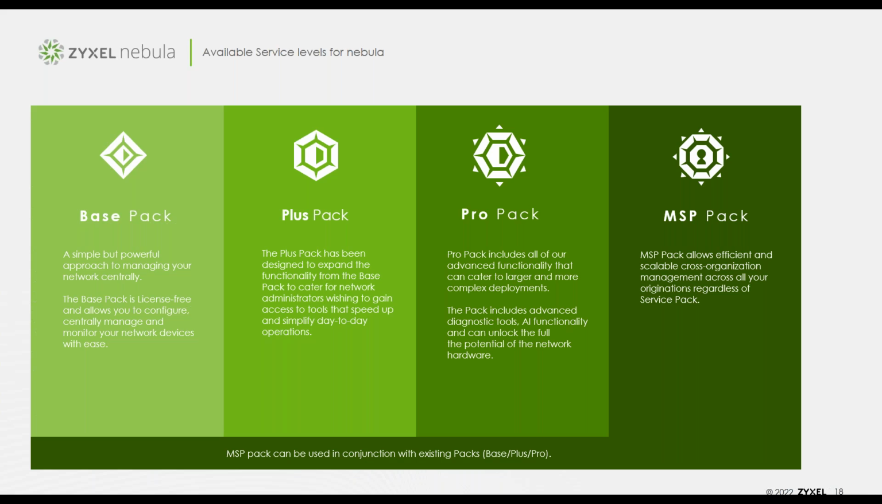Or we go for the Pro pack, by far the most taken service pack that we do for Nebula, especially for the price point. This includes all the advanced functionalities that can cater for larger and more complex networks, and can obviously also deal with smaller networks. It does include the advanced diagnostics tools. So if you're offering a full MSP-level service and you're basically their outsourced technical team, then you want to be looking at the Pro pack with the AI functionality, and you can unlock the full potential of all the networking hardware that you have available to you.